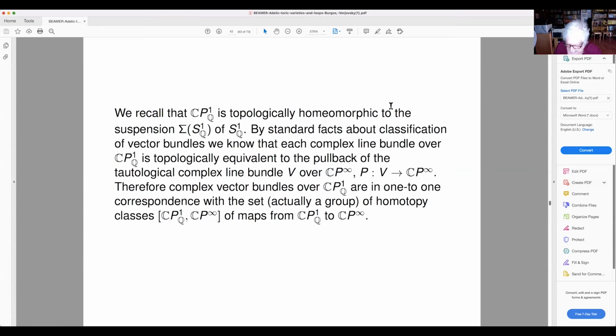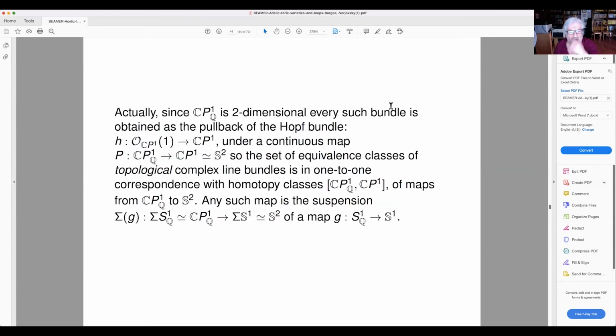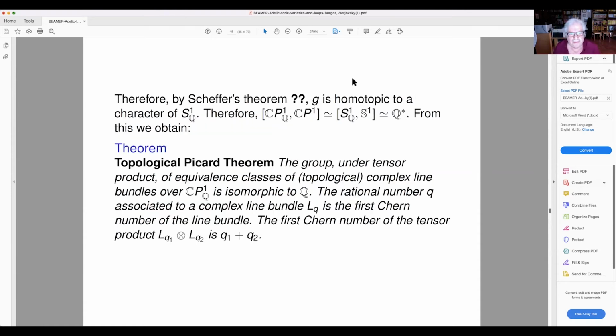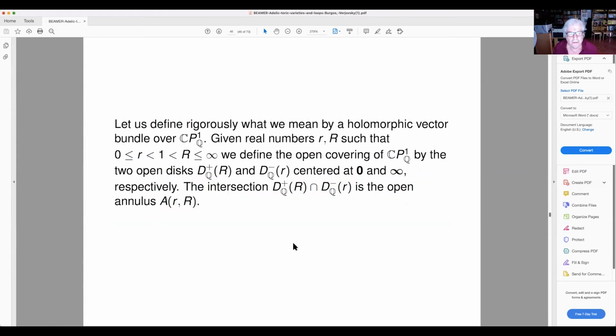So this object has the beautiful thing that Chern classes, and well, here it's more or less simply the fact that our maps are classifying for this classification. It's like the clutching map on the equator is what gives you the Chern number. Here the equator is a solenoid, and so it's not surprising that you get the rationals. And therefore we have a topological Picard theorem. So forget about the previous, just read the theorem. The group of equivalence classes of topological complex line bundles over CP1 under tensor product is isomorphic to Q. The rational number associated is the first Chern number of the line bundle. And you have the usual property of Chern numbers, that the Chern number of a tensor product is the sum of the Chern numbers.